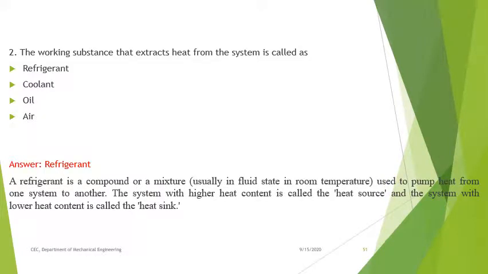Refrigerant, because the refrigerant is a compound or a mixture used to pump heat from one system to another. The system with higher heat content is called the heat source and the system with the lower heat content is called the heat sink. Heat is carried from the heat source to the heat sink, and that function is carried out by this flowing refrigerant.